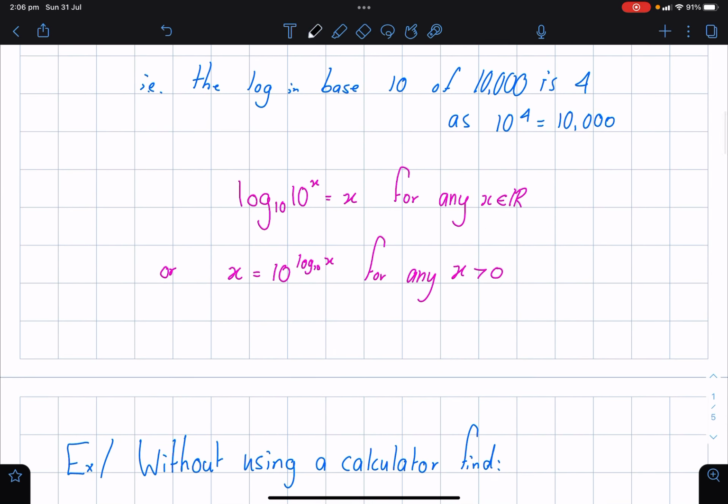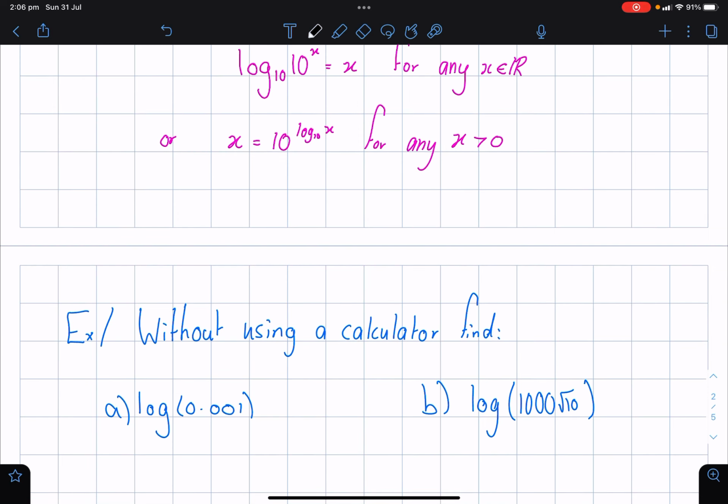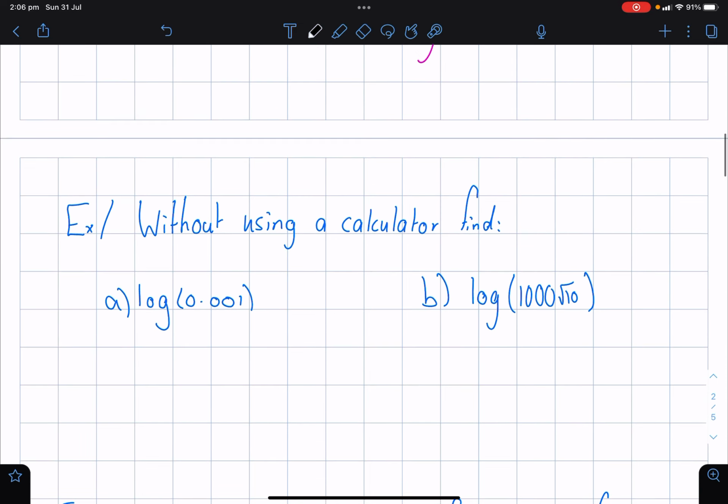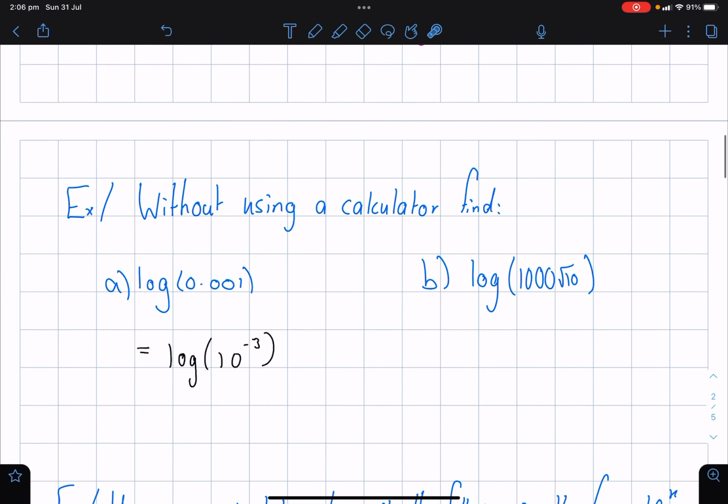So let's jump straight into some examples. Without using a calculator, find log of 0.001 and log of 10,000 square root of 10. If we are looking at this one here, we need to rewrite these numbers in terms of a power of 10. So 0.001 is in fact 10 to the power of negative 3. Okay, so now if we're looking back at our formula here, we know that log base 10 of 10 to the power of something is just equal to that power. So that means this is just equal to negative 3, okay?